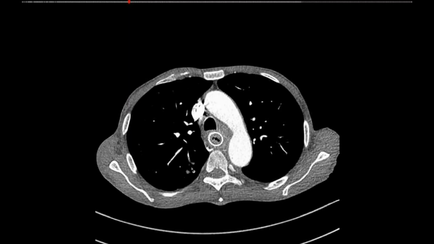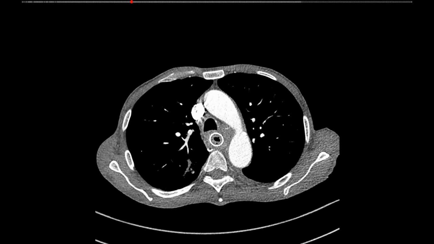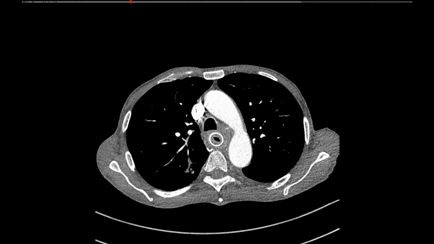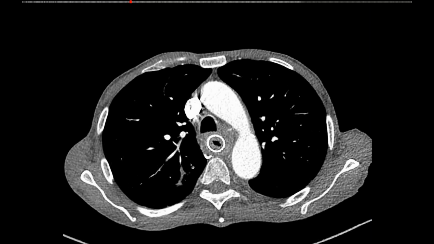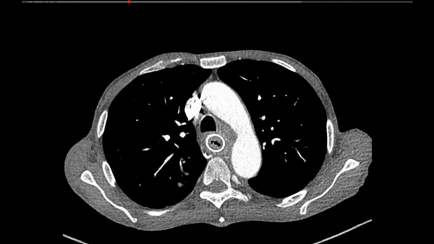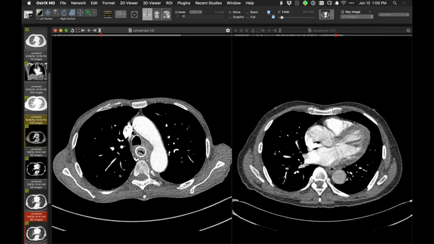Right here. You can just follow the vessel to its point where it no longer contains contrast, and then you can see the tubular nature. Yep. So this is the first one I've seen with esophageal cancer, I think. I've seen it with other kinds of tumors, but I'm pretty confident that's the diagnosis here.